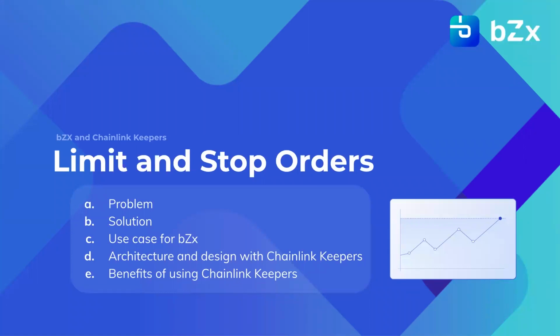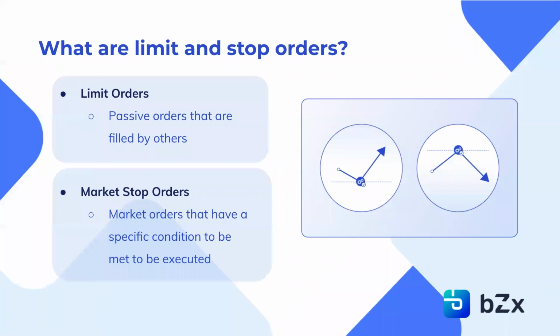All right, so I will be discussing use case 2, which is limit and market stop orders for bZx. I will be going over the problems, solutions, and how it's used within the bZx ecosystem. So let's start off with what limit and market stop orders are. Limit orders are orders that stay on the order book. They are filled by other traders and are what make up the order book you see on, let's say, a centralized exchange. Market stop orders are orders that are conditional, and those conditions dictate when it's executed.